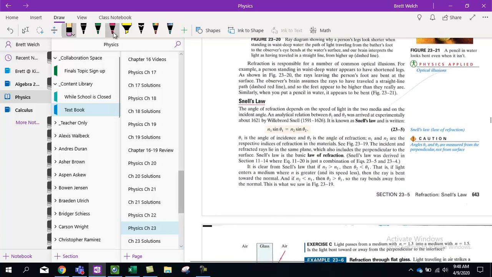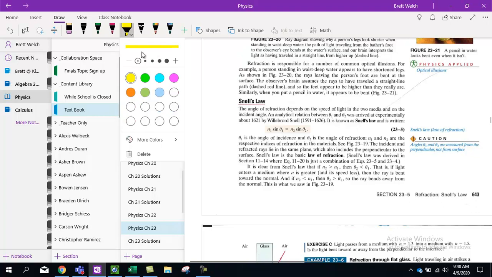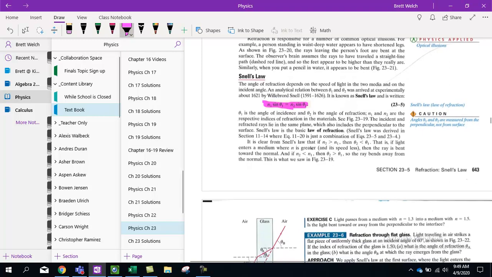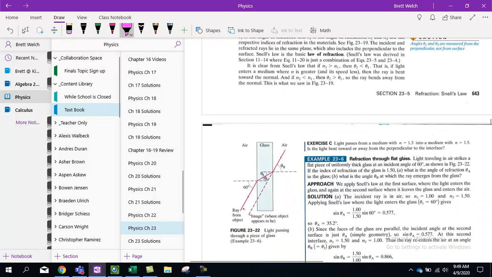Now Snell's law is what we're going to live off of when it comes to solving a lot of these problems. It says that n1 times the sine of theta 1 equals n2 times the sine of theta 2, which means if you know what material you were in to begin with, and you know what angle of light came in at, you should be able to find out, based on the material you're going into, what the angle of refraction would be. So you can kind of see, as light comes in, it's going to bend.